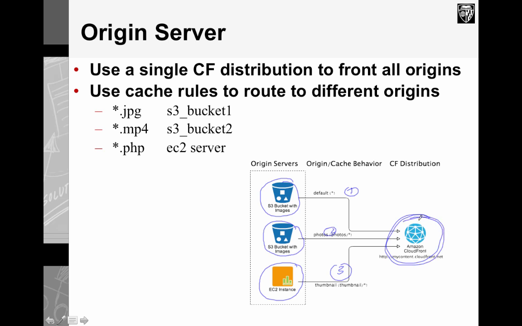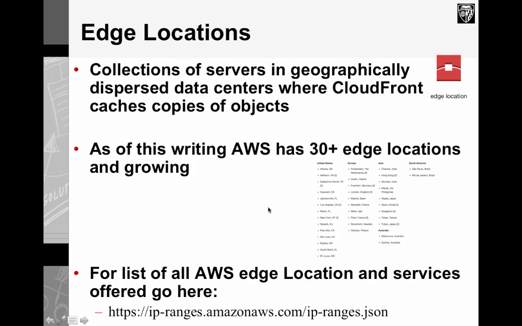And I can say for this URL pattern go over here, for this URL pattern go over there, for a different URL pattern go over here. For example, I'm saying if you see photo/star in the URL, then go to this S3 bucket. If you see thumbnail/star in the URL, go to the EC2 instance. And if you don't see any of these things, go to the default bucket. So there's all these different configurations that you can do for the origin server.